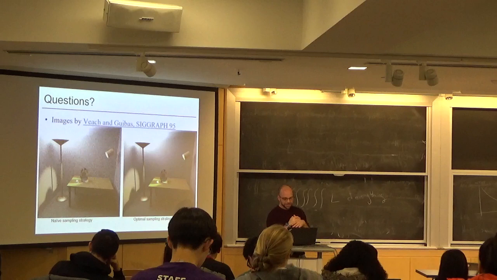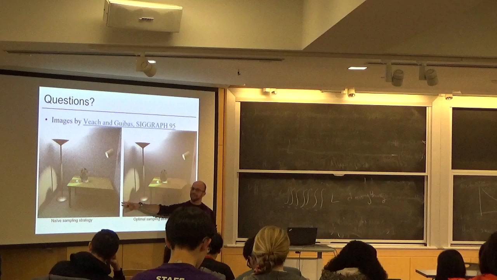By the way, here's a simple sampling. This is uniform sampling for path tracing. And here I'm going to be using one of the algorithms we'll talk about.